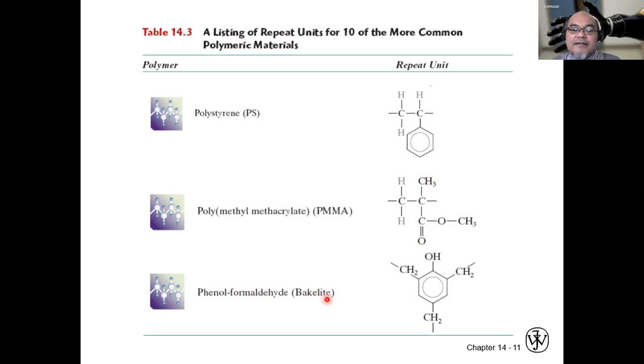Phenol formaldehyde, or Bakelite, originates from a single phenyl functional group which binds to a methyl, another methyl, three methyls on its outer ring structure, plus one single hydroxyl functional group.